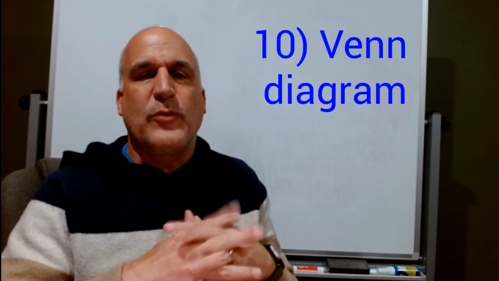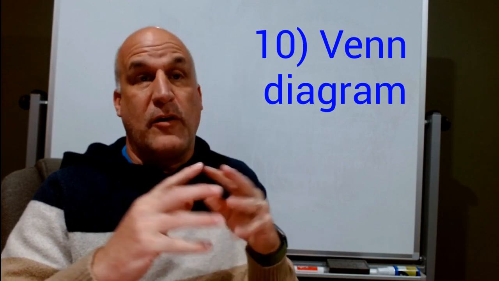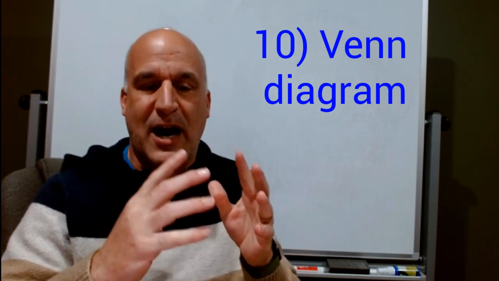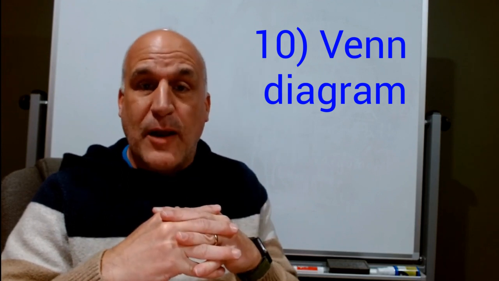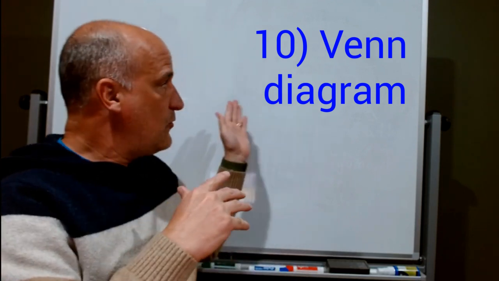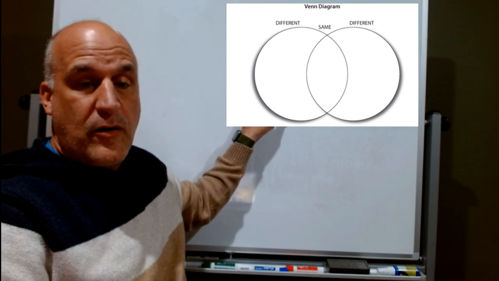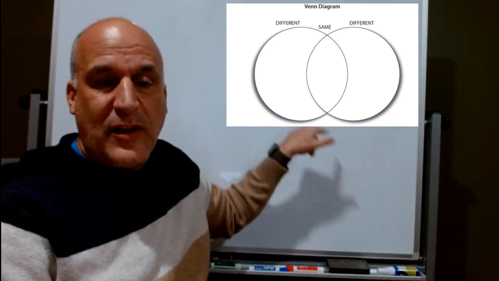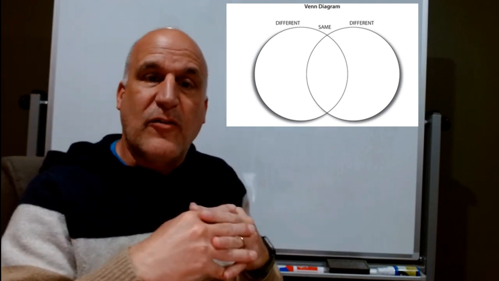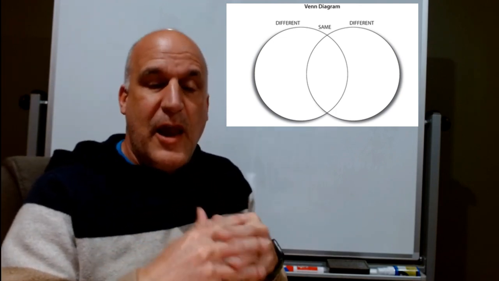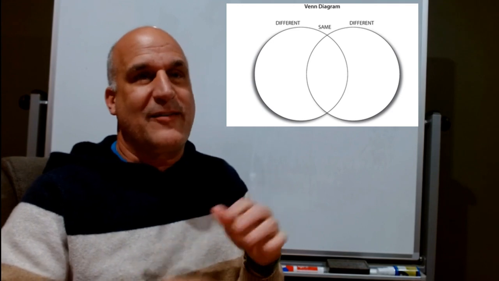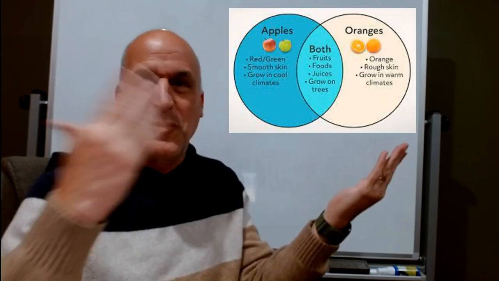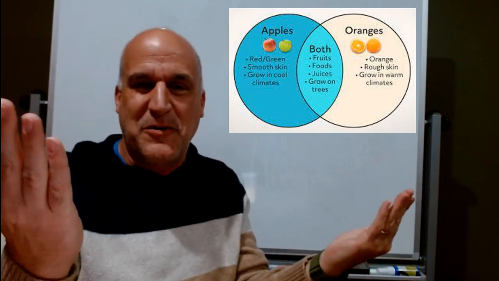The last one I want to talk about, which is a more advanced one, but a very classic type of graphic organizer, is a Venn diagram. So a Venn diagram simply takes these circles, which you see here. You have things that are different on both sides, and then where the circles overlap in the middle is where things are the same. And so let me give you a really simple example. One of the most important questions ever. What's the difference between apples and oranges? We're always comparing apples and oranges, we say.